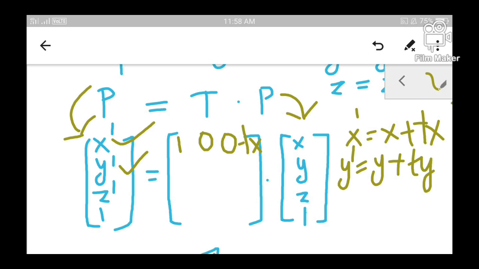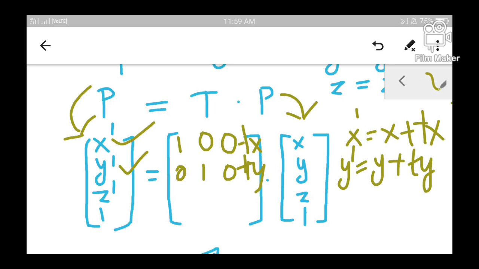Okay, so let us multiply. See, in this equation there are no values for x and z, so x and z values are already 0. What about y? Y dash equal to y plus ty. That means there are y parameters. Y should be multiplied by 1. So let us put a 1 over here and let us put a ty here.